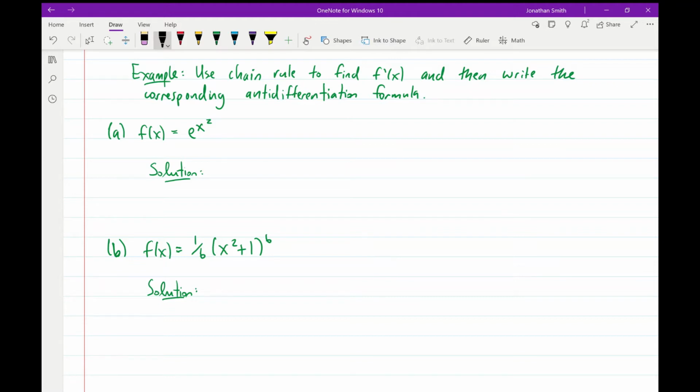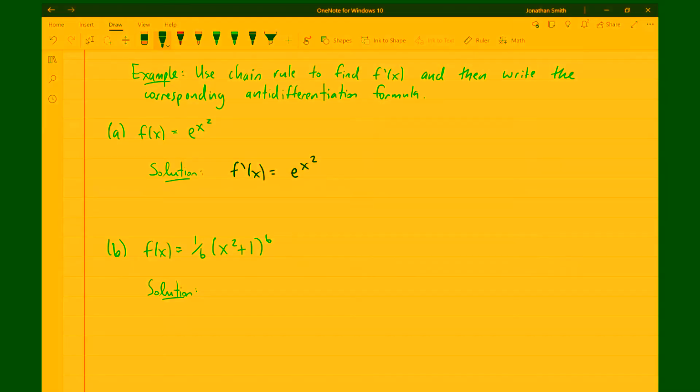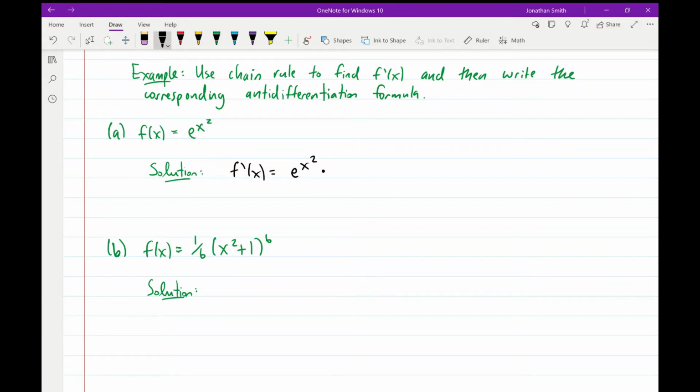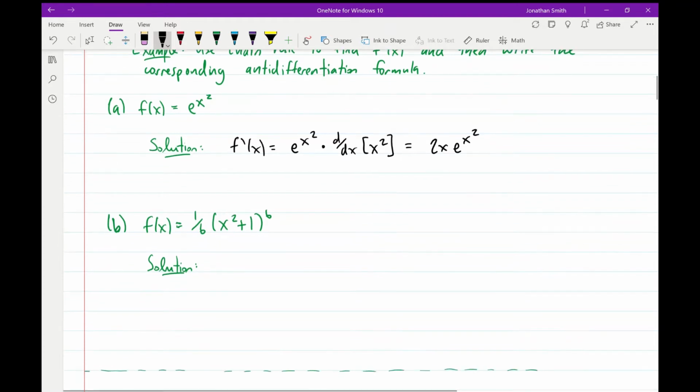In the first example, f of x is equal to e to the x squared. First we're going to take the derivative, and this is going to be equal to e to the x squared, but the chain rule tells us we have to multiply by the derivative of the inner function, which in this case is x squared, and we end up with 2x times e to the x squared. This is a type of problem that you could have done back in chapter 3, but now that we have antiderivatives, this tells us we can go the opposite direction.